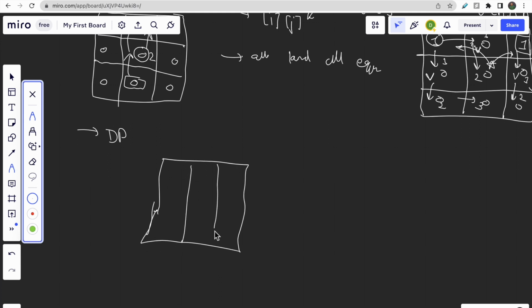Let me draw the same example again. So here we have 1 1 and we have 0 0 0 0 0 0 0. If you think about dynamic programming, let's forget that we are doing something like dynamic programming. First let's just try to understand what we are doing here.